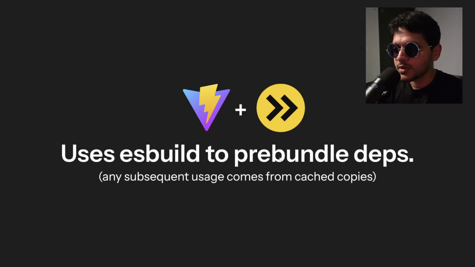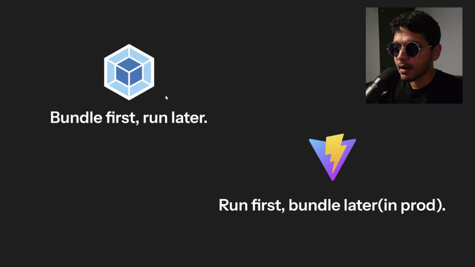So the result with this implementation is that startup is now almost instant because Vite only processes the files that the browser actually requests. Updates also become extremely fast because when you change a file, Vite doesn't touch the entire app. It just reserves that one module and tells the browser to reload it. So in case of Webpack, it's bundle first and then run later. In case of Vite though, it's run first, bundle later only in case of production.